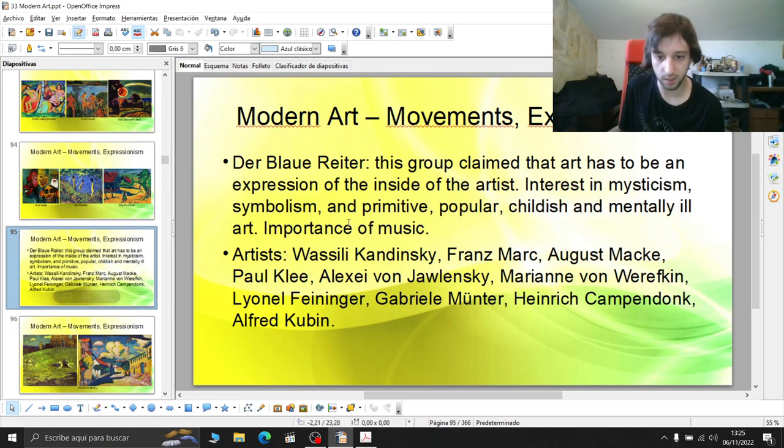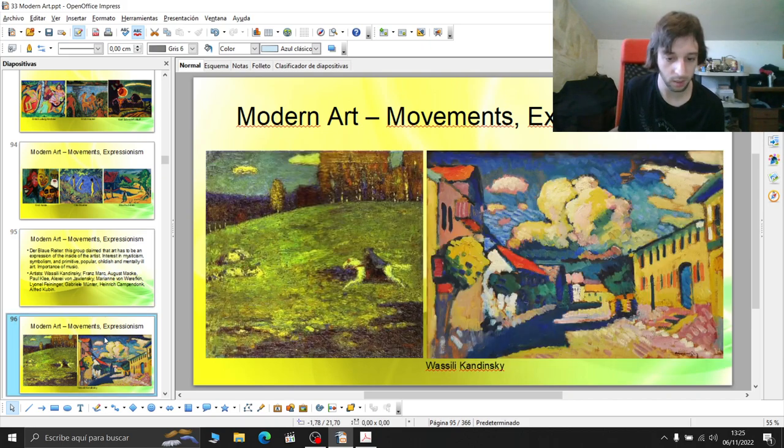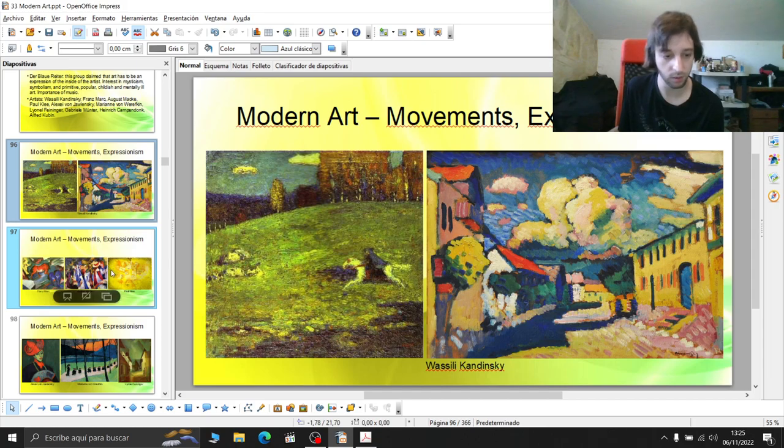Der Blaue Reiter. This group claimed that art has to be an expression of the inside of the artist, with interest in mysticism, symbolism, and primitive, popular, childish and mentally ill art. Importance of music. Artists like Vasily Kandinsky, Franz Marc, August Macke, Paul Klee, Alexej von Jawlensky, Marianne von Werefkin, Lyonel Feininger, Gabriele Münter, Heinrich Campendonk, and Alfred Kubin. Here are examples of all of them.